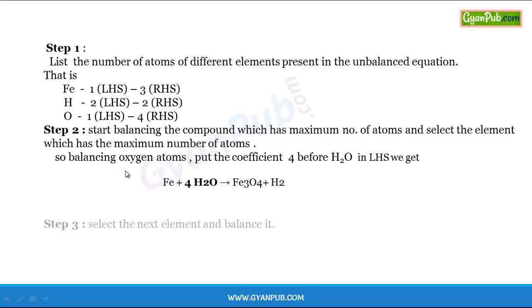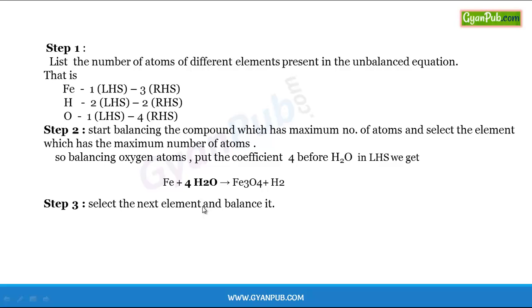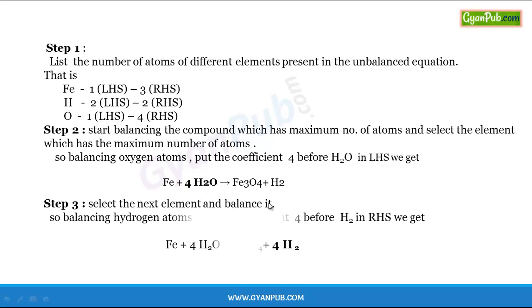And going to step 3, select the next element and balance it. So if we select the next element from this equation, we have to balance hydrogen. To balance hydrogen atoms, put the coefficient 4 before H2 on the right hand side, so that we get Fe plus 4H2O gives rise to Fe3O4 plus 4H2.